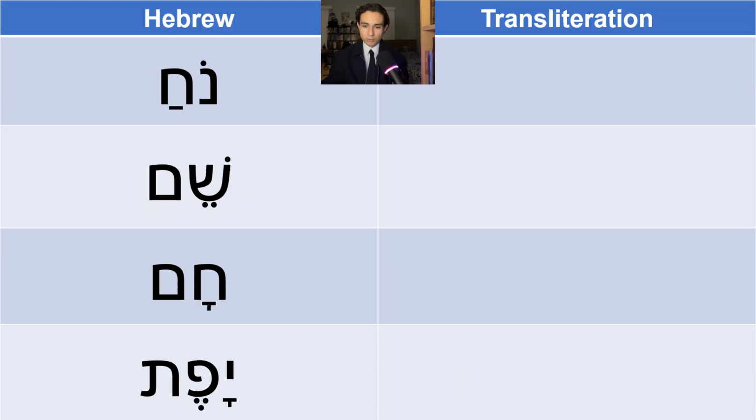Next, we're going to go a little further into Genesis, only to chapter 6. We're going to start with the first name. Noach. Noach. Again, in English, I transliterate the chet as a ch. In Spanish, I would put a j.